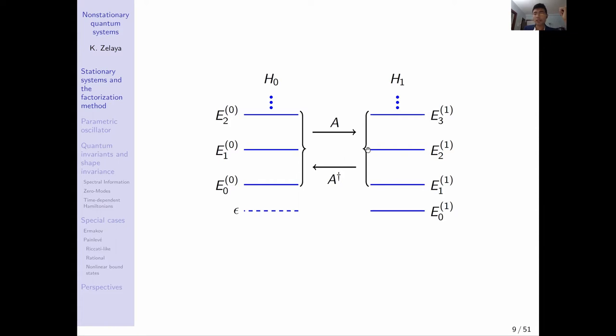And we can move from one, this generates a vector space. This is a complete vector space. So we can move from one vector space to the other just by using these mappings. The only mapping which is not defined is the lowest one, because if I use the mapping A dagger with this state, I will arrive at the null state of the initial Hamiltonian.